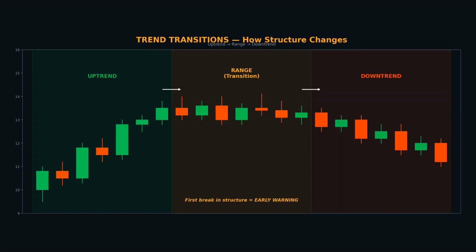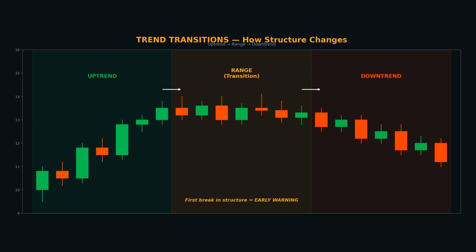Now here's where it gets really powerful. Markets don't just flip from uptrend to downtrend like a light switch. They transition. And understanding how those transitions work gives you an enormous edge. Here's the typical sequence. Price is in a nice uptrend. Higher highs, higher lows, everything's clean.